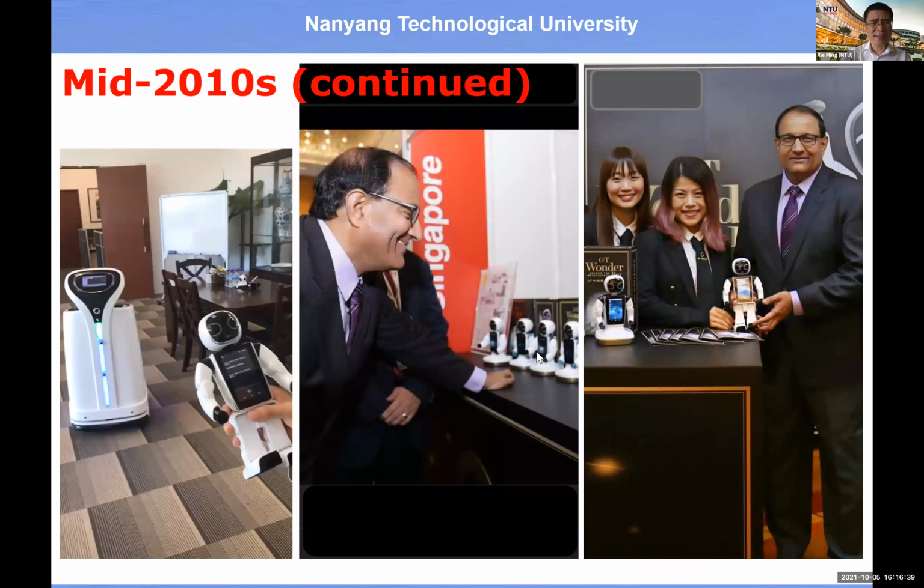Our latest development is to miniaturize a humanoid robot. We now have a handphone-sized humanoid robot. And this gentleman is the Minister of Trade and Industry in Singapore.